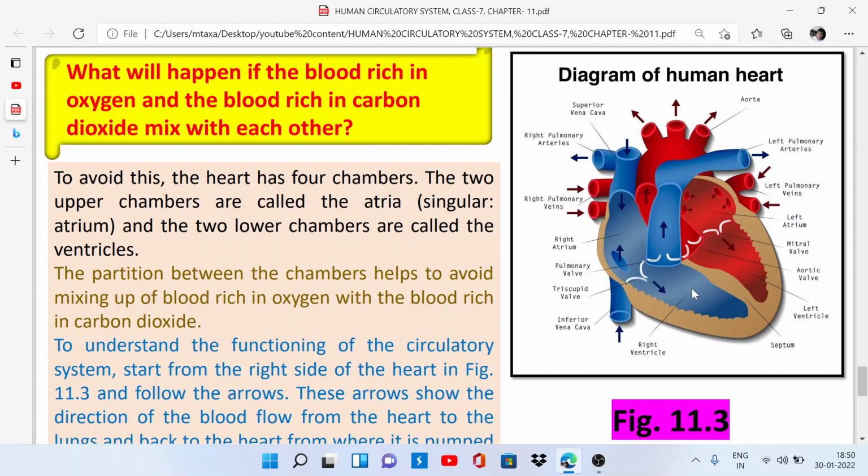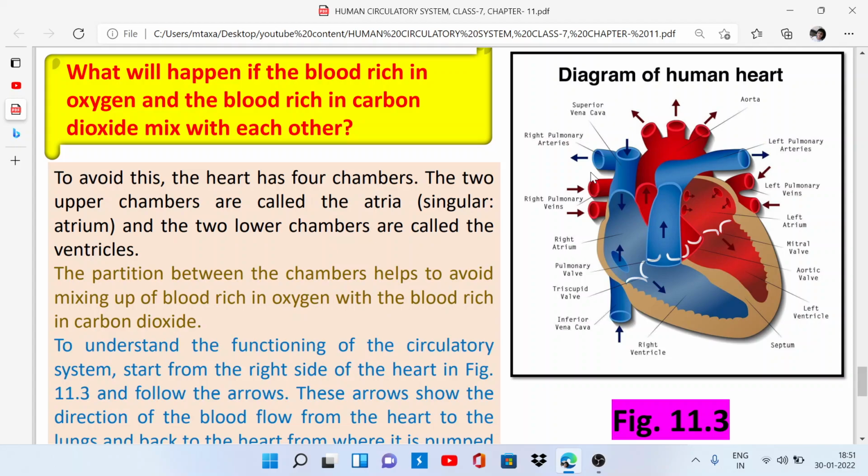Then from right ventricle, because this is CO2 rich blood, we have to remove this CO2, and we know where the gas exchange will occur. This exchange of gases will take place in the lungs. So this CO2 rich blood will be supplied to the lungs by the pulmonary arteries. Here we can see the left pulmonary artery will carry blood to the left lung, and the right pulmonary artery will supply blood to the right lung. In the lungs, exchange of gases will take place.